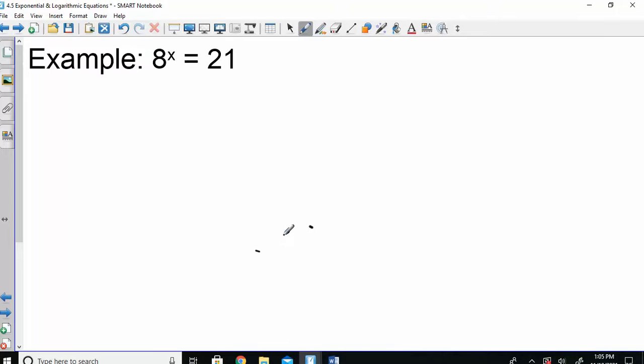What we can do is add a log to each side. Now, logs can be any base we want, any positive number. We will prefer, if you look on your calculator, there's a LOG button. That's log base 10. And right below that, there is an LN button. LN means log base e.